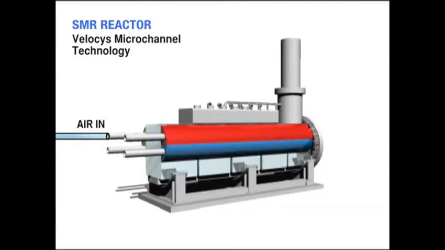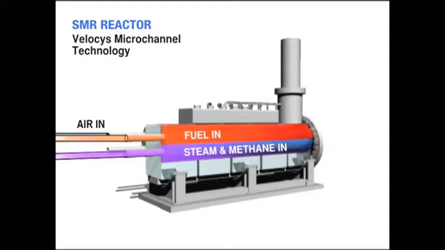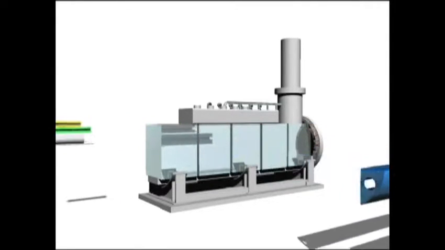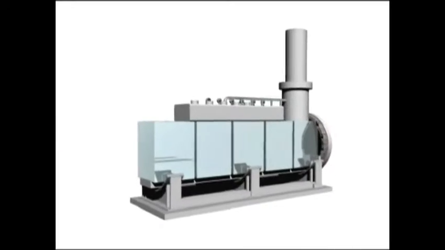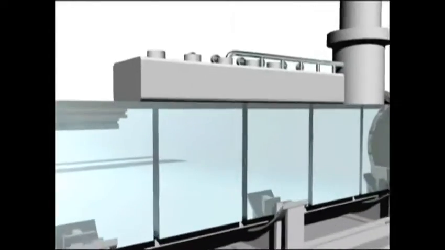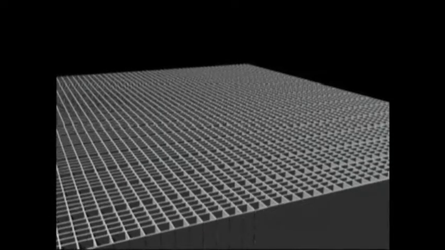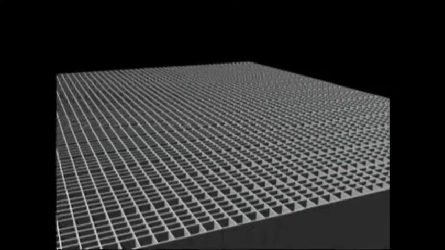Air and fuel are introduced into separate headers, while natural gas or methane is co-fed with steam in the process header. These headers evenly distribute flow to the reactor blocks housed within the assembly, as well as collect the synthesis gas produced. Inside each reactor block, proprietary manifolds uniformly distribute flow into thousands of microchannels.